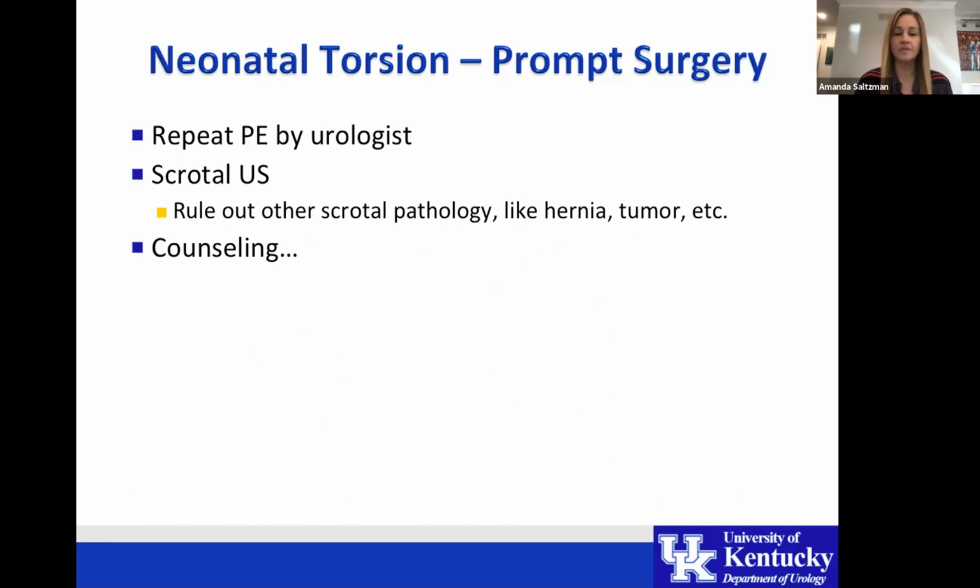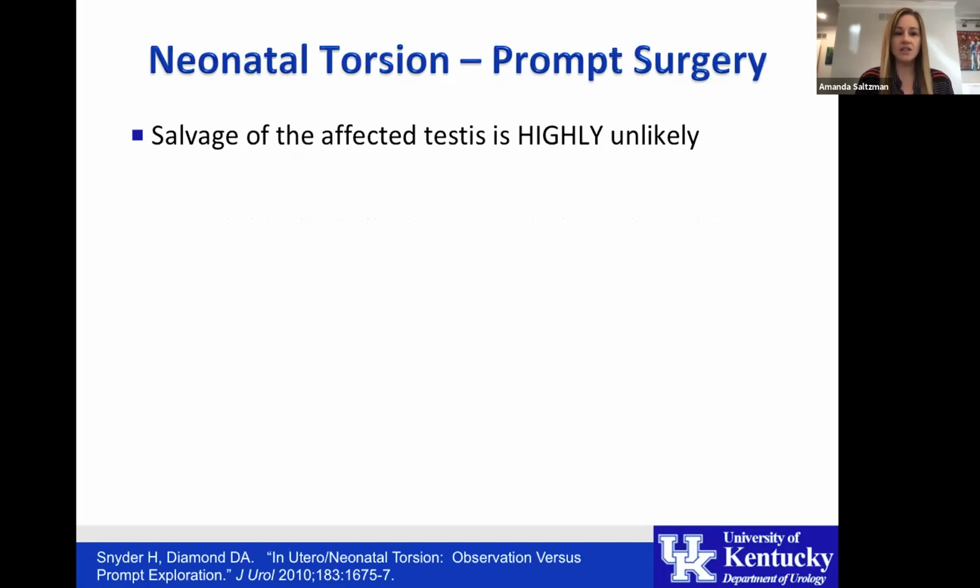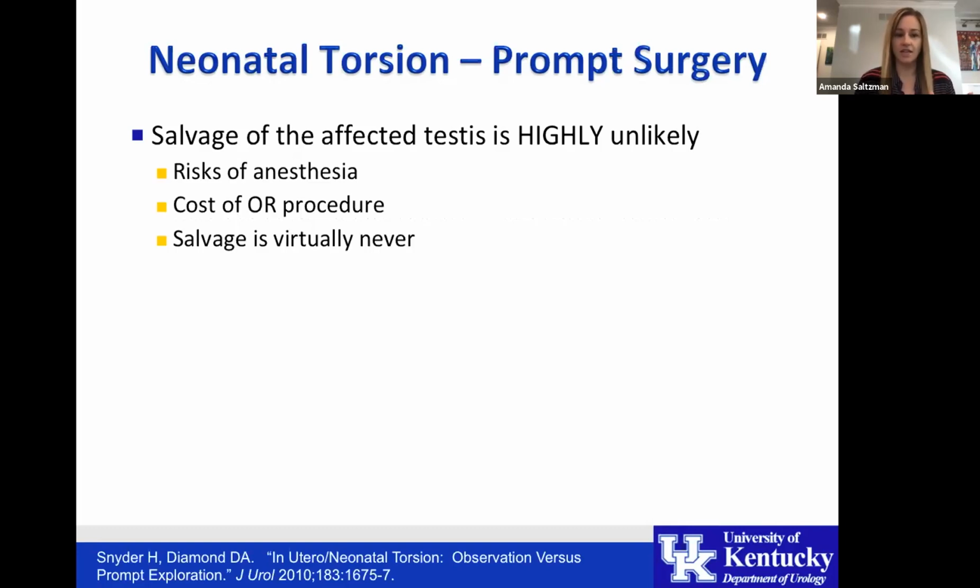So very important. But really the diagnosis is not difficult. It's really the counseling. This is where there are a lot of nuances within pediatric urology. So as Dr. Carpenter mentioned, salvage of the affected testis is highly unlikely, okay? Everyone will agree with that. And what she's probably going to talk about are risks of anesthesia, the cost of the OR, and that you never really save anything. So why do you need to expose the child to an operation?